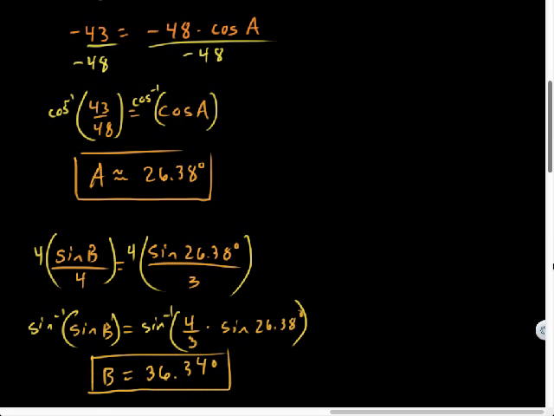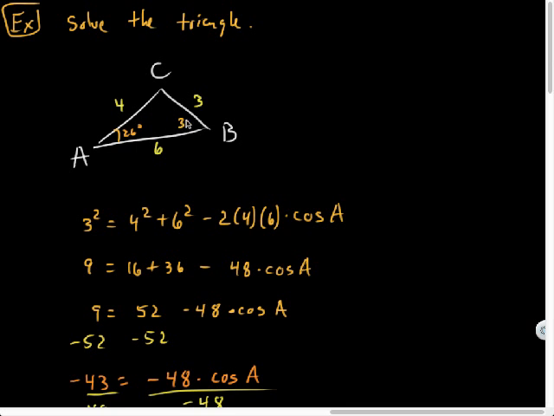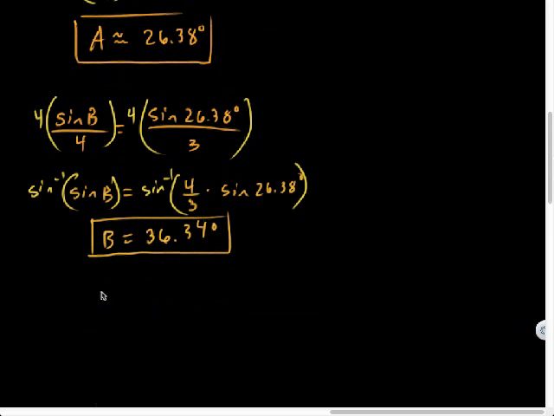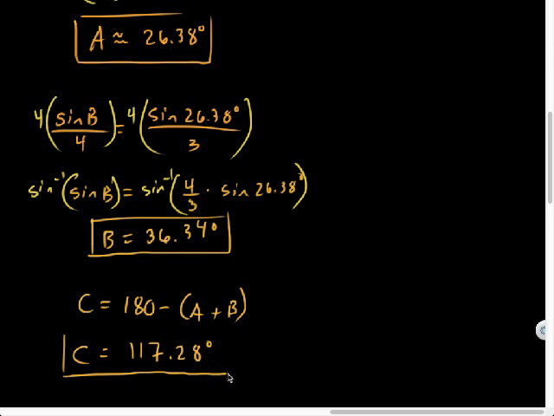And as I pointed out in the last problem, we could use law of cosines to find the next angle. We could use law of sines to find the next angle, but better yet, I know 2 out of 3 angles. So let's just use triangle sum. We'll just do angle C is equal to 180 minus A plus B. So angle C is 180 minus, I've got the 36 already in there, so second answer plus 26.38, close parentheses. And I get angle C, this happened to be an obtuse one again, 117.28 degrees.